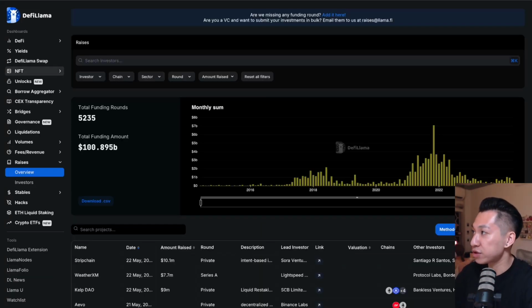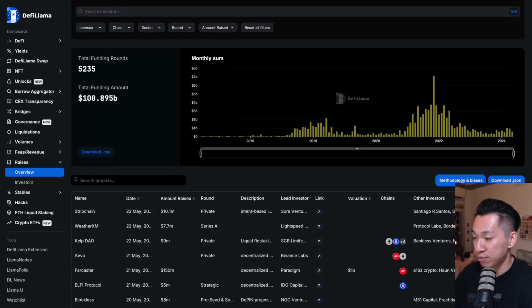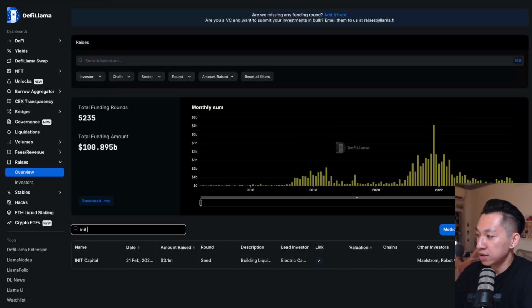Here's another cool feature from DeFi Llama, this section over here is raises. That just pretty much means you can figure out how much a project raised. So let's say I'm interested in Init Capital.